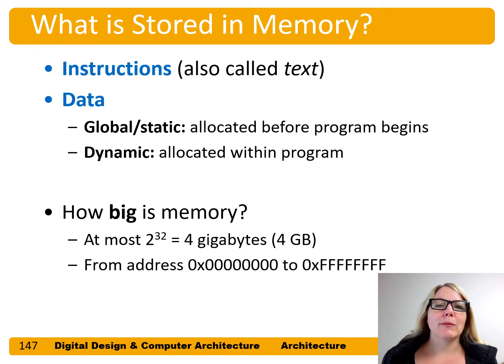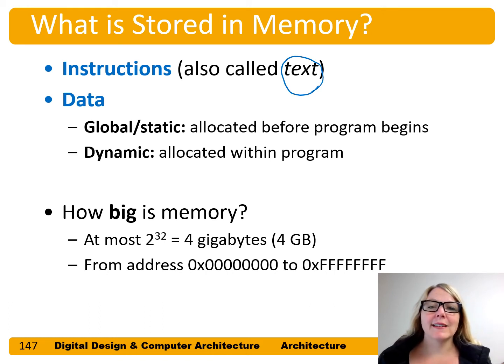So what is stored in memory? Well, instructions, which is also referred to as text, and data. Data can be global or static data, which is allocated before the program begins, or dynamic data, which is allocated while the program executes or runs. So this is allocated via malloc or new in our programs.